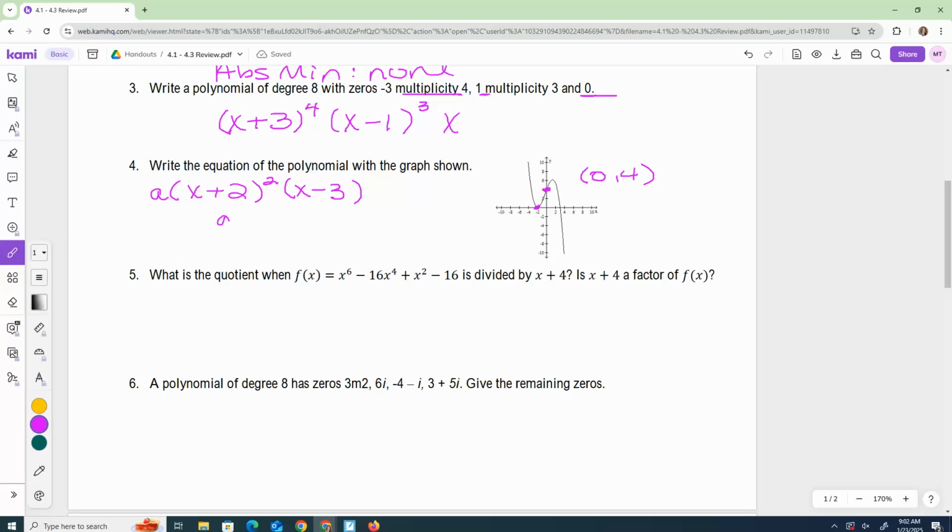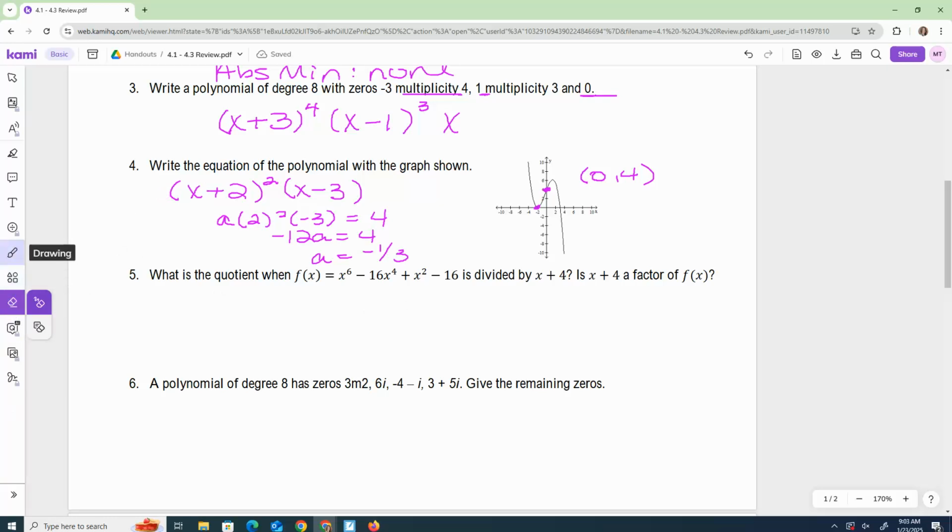That means if I put in 0 for all my x's, this has to equal 4. So 2 squared is 4 times -3 is -12a equals 4. So my a is -1/3. So my final polynomial is -1/3 times (x plus 2) squared, (x minus 3). And the only time you have to find that coefficient is if I give you a y-intercept to use.